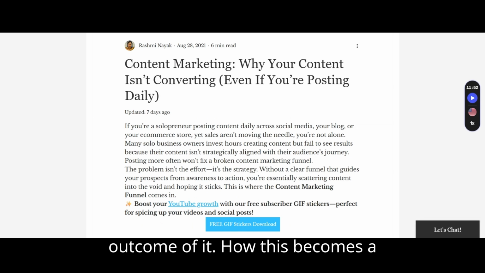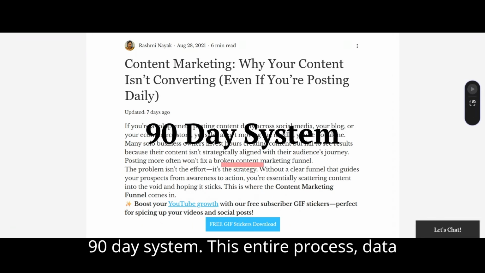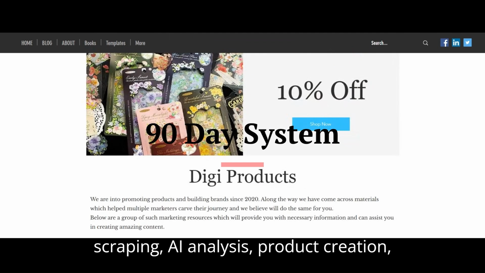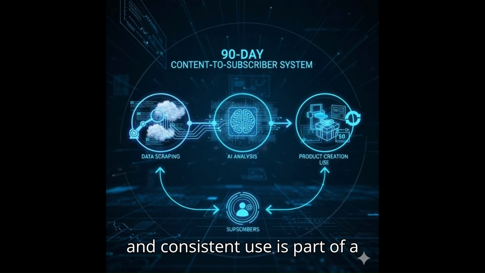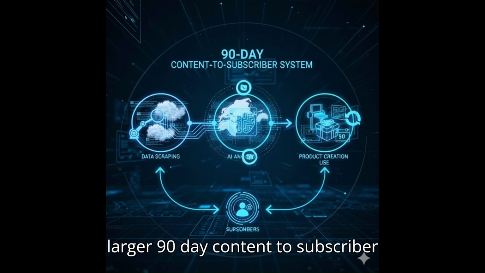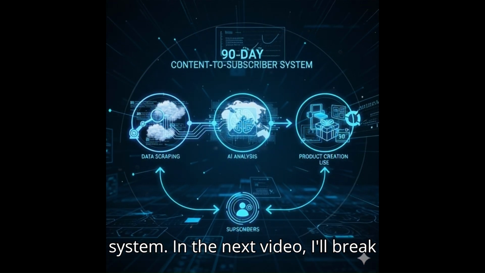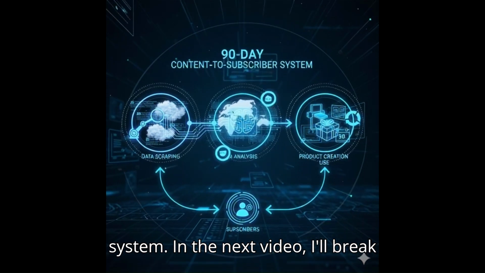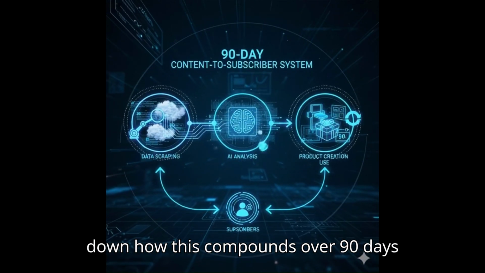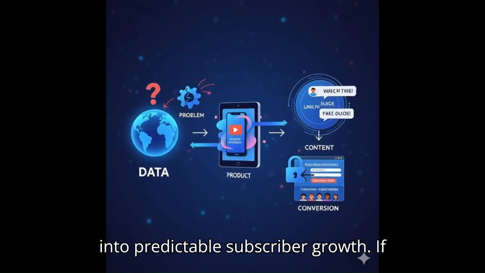How this becomes a 90-day system. This entire process, data scraping, AI analysis, product creation, and consistent use, is part of a larger 90-day content to subscriber system. In the next video, I'll break down how this compounds over 90 days into predictable subscriber growth.